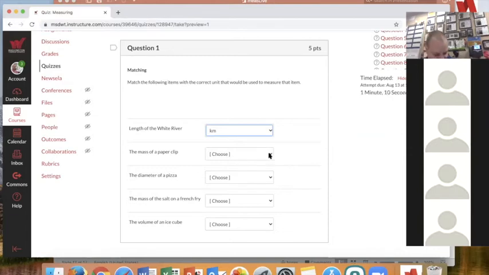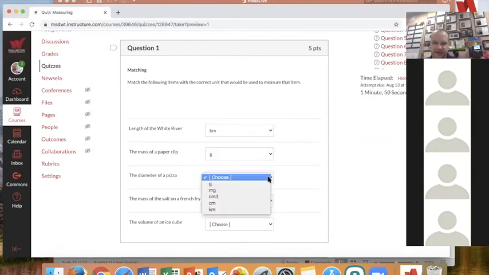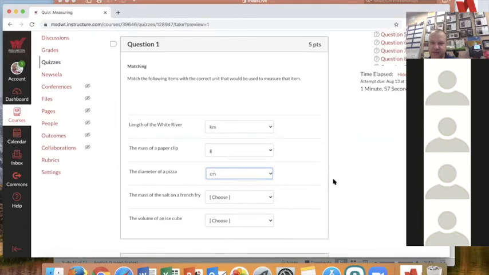Mass of a paper clip. A paper clip is little, right? There's a paper clip. I'm going to put that on the balance. And a balance gives me grams. And grams are little. So that's perfect. Diameter of a pizza. Diameter is something we can measure how far across. So I could use a meter stick for that, but it's not going to be a kilometer because that's really big. So the correct answer is centimeter.